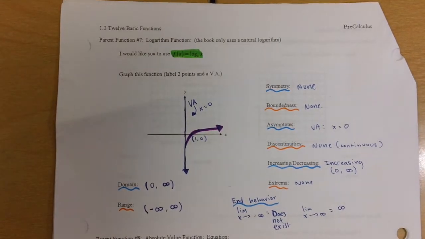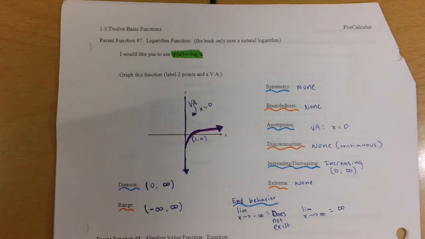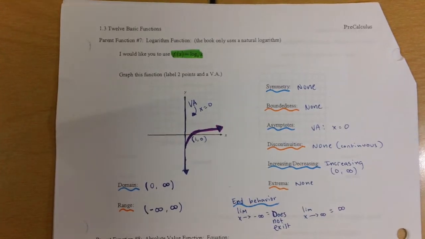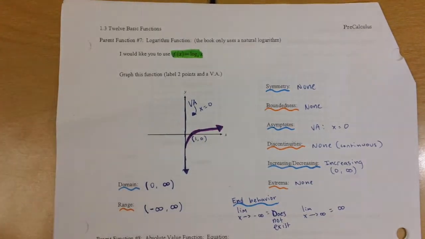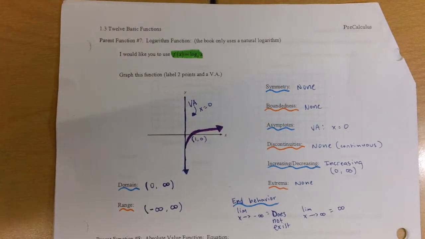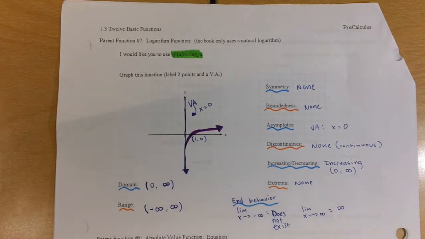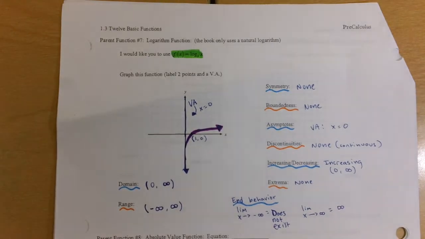The function doesn't have holes, which means the function is continuous, increasing from 0 to infinity. There are no extrema. The domain, or the list of x values, is from 0 to infinity. The range, or list of y values, is from negative infinity to infinity. The end behavior, or what's happening to the y values as x values approach negative infinity and infinity, is: the limit as x approaches negative infinity does not exist, and the limit as x approaches infinity is infinity.